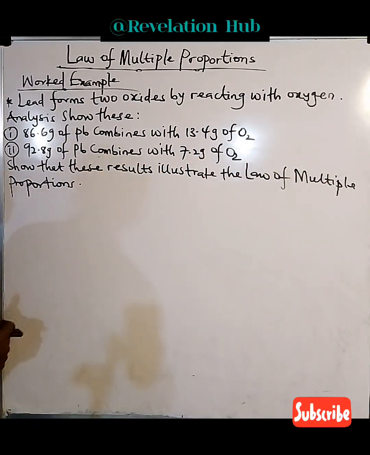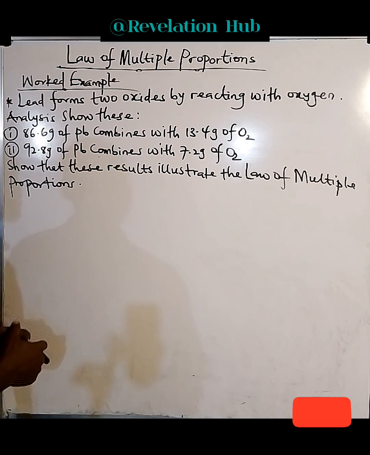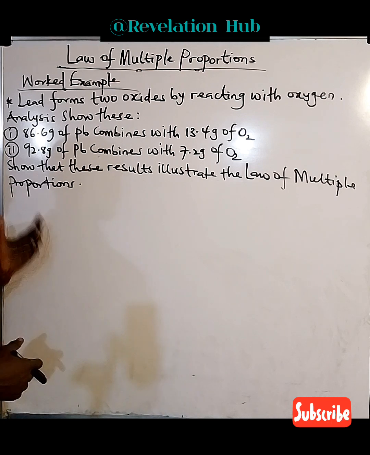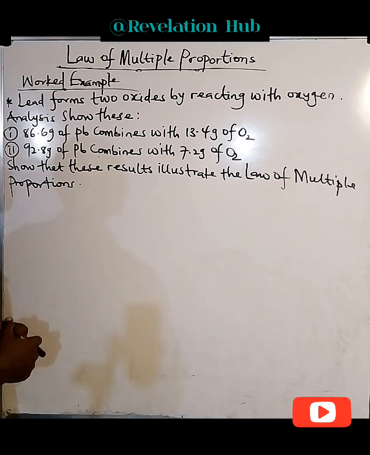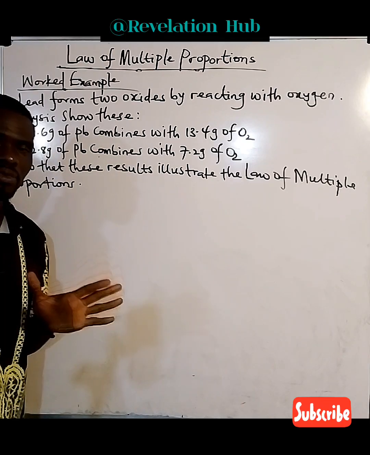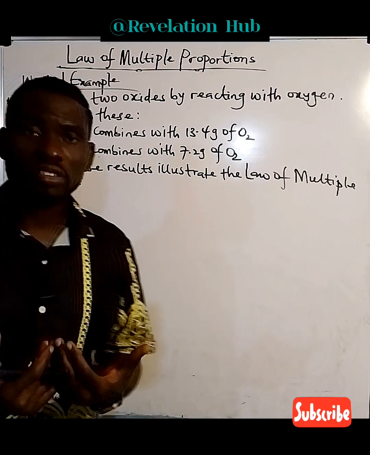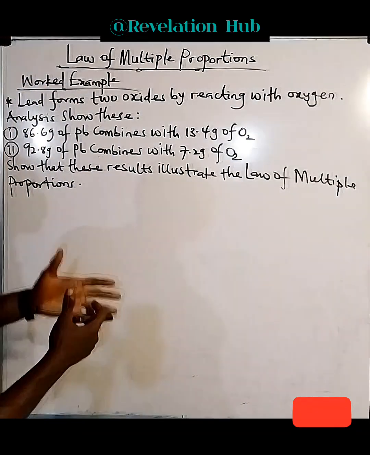Lead forms two oxides by reacting with oxygen. Analysis shows this. So this is the first result of the experiment: 86.6 gram of lead combines with 13.4 gram of oxygen. And next, 92.8 gram of lead combines with 7.2 gram of oxygen. Show that this result illustrates the law of multiple proportions.